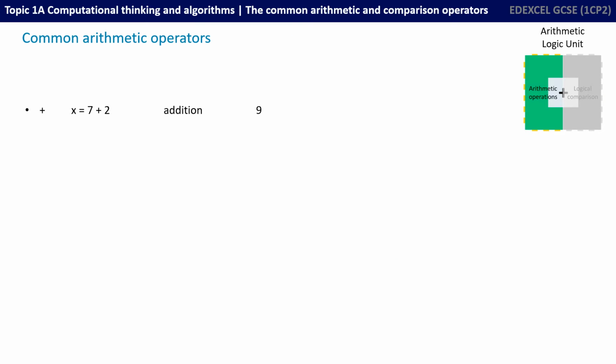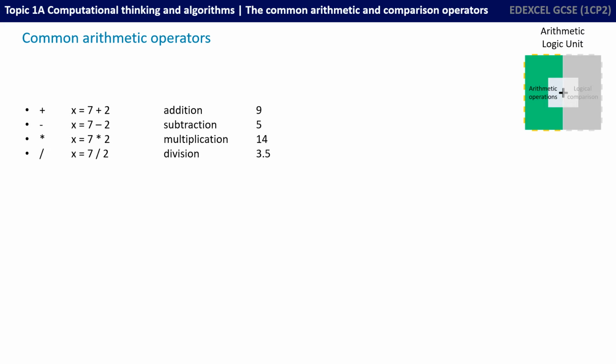So we'll start with the common arithmetic operators. Well, there's one you'll be very familiar with from maths. There's the plus symbol. For example, x equals 7 plus 2. So that's addition. There's the minus or subtraction operator. x equals 7 minus 2. There's the multiplication operator. Now notice here we use the star or asterisk symbol and not the letter x on the keyboard. So x equals 7 times 2.